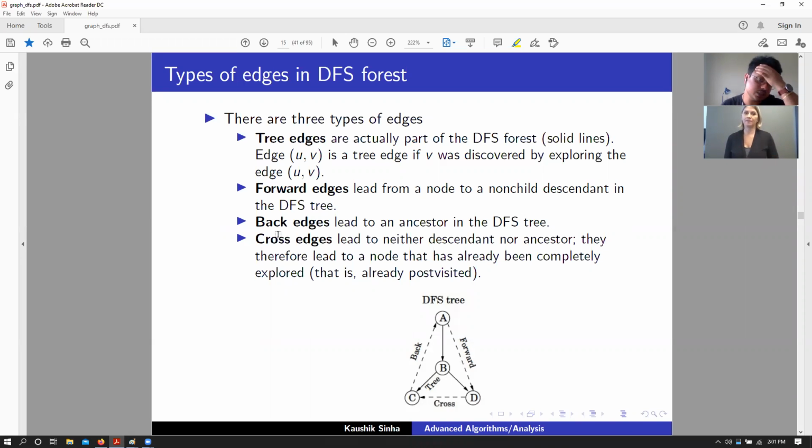Back edges are essentially edges that lead the other way around from forward edges. Back edges lead from a child to a parent, and cross edges are essentially edges between siblings, or two nodes that are neither ancestor nor descendant of each other. Right. Okay. So we will talk about back edges and forward edges a bit more.